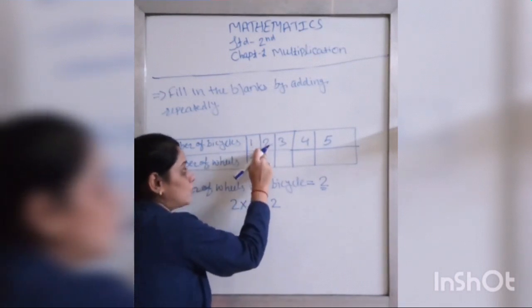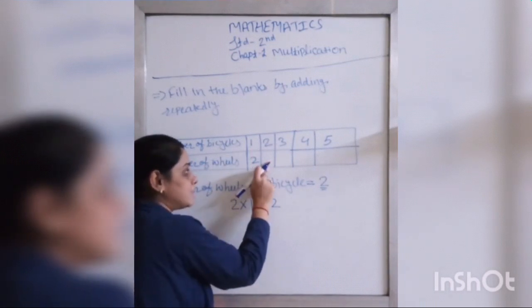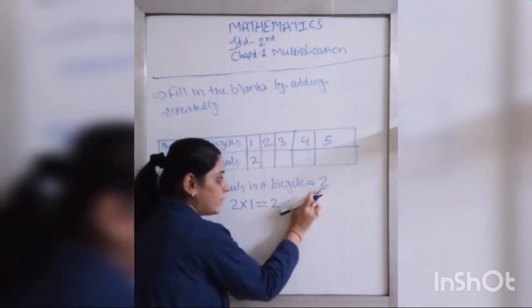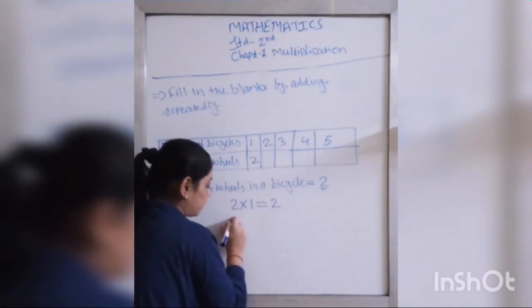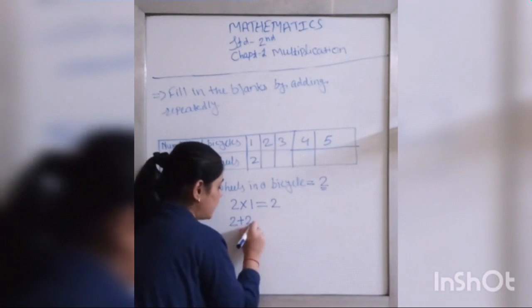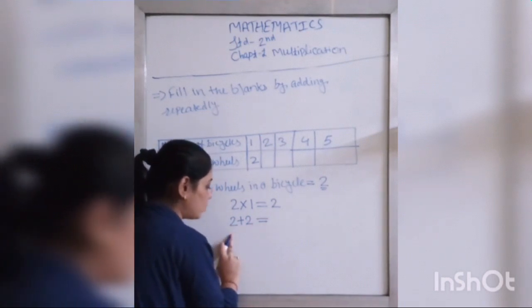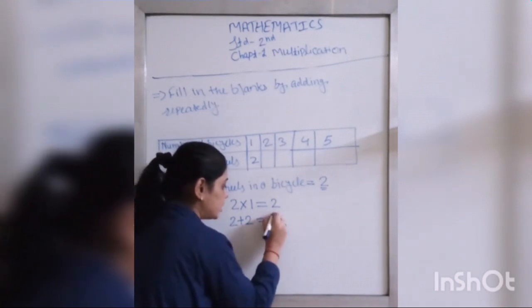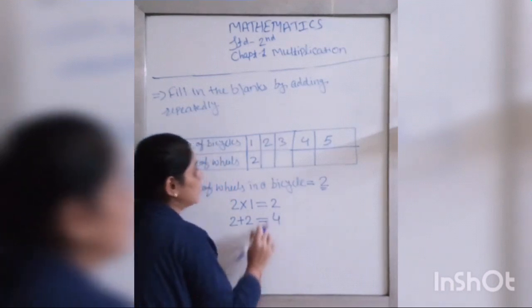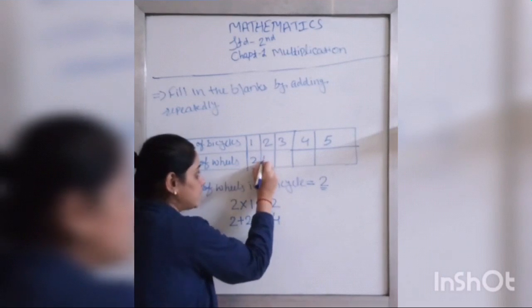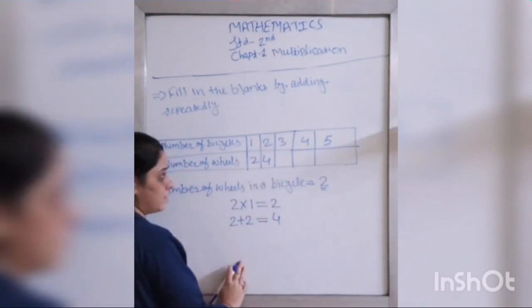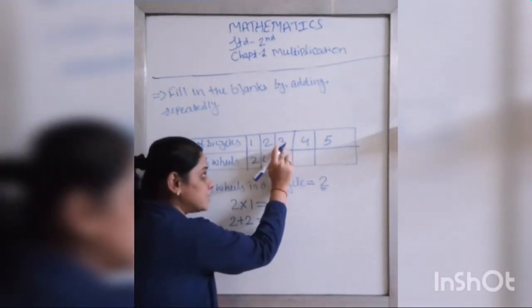How many wheels will 2 such bicycles have? So what will we do? We will add this 2 how many times? 2 times. 2 plus 2. What is 2 plus 2? 2 plus 2 is equal to 4. So 2 bicycles will have how many wheels? 4 wheels.